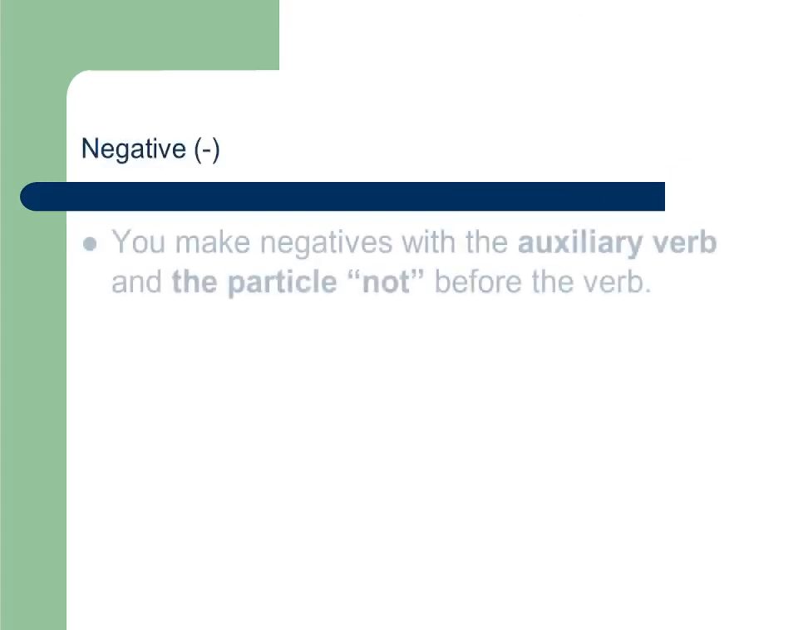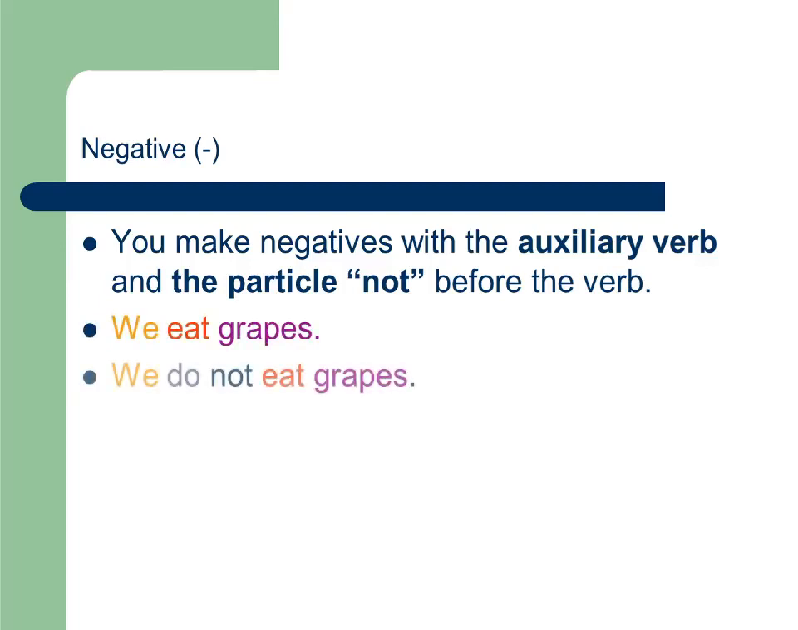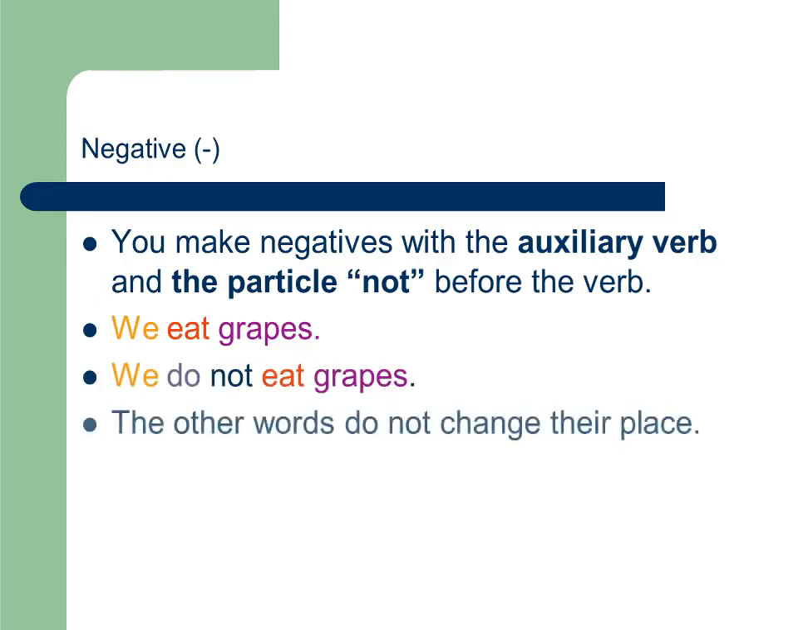Next, negative sentence. What is a negative sentence that you know? A negative sentence is always denoting a not, N-O-T. You make negatives with the auxiliary verb and the particle not before the verb. We eat grapes. This is an affirmative sentence. We eat grapes. What is the negative of that? Negative of that is we do not eat grapes. The other words do not change their place.